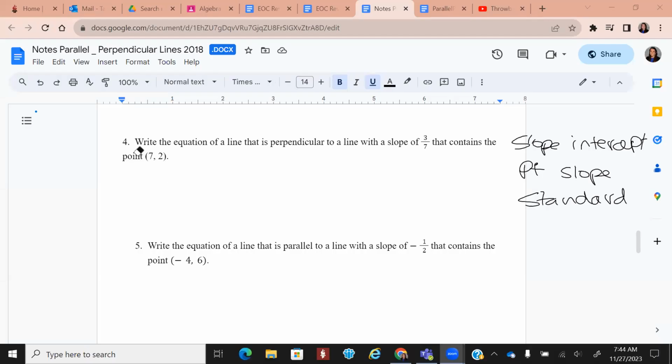Looking at the next one. What information did they tell us? They want us to write an equation that is perpendicular, and they tell us what information? Slope and a point, right? So we're going to use point slope form. So we're going to do y minus y1 equals m times x minus x1.